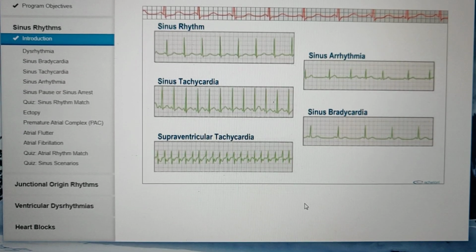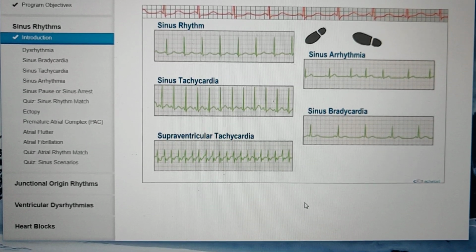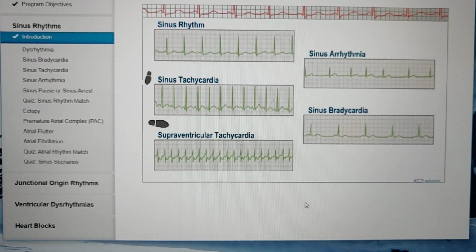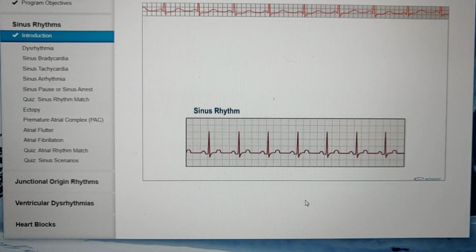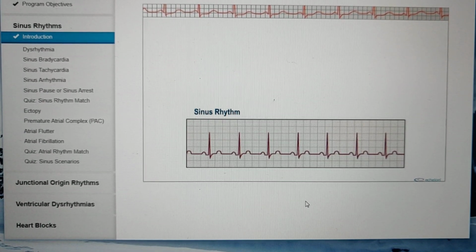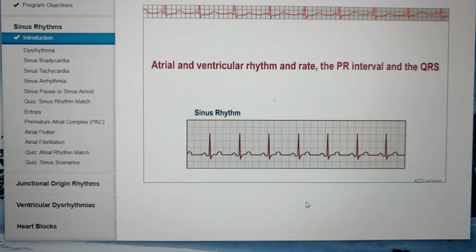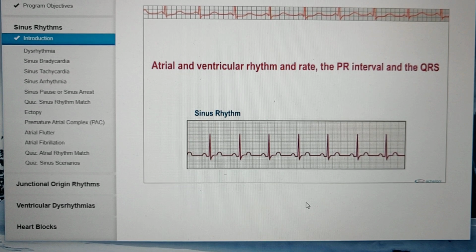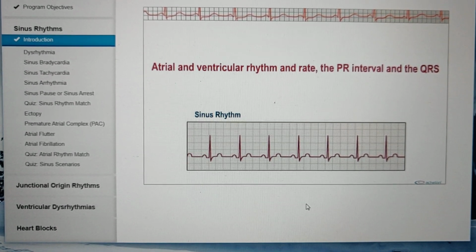While the differences in heart rhythms may seem subtle, the differences in how to treat them can be significant. This course will methodically walk you through each rhythm and equip you with the information you need to properly assess and treat your patients with abnormal rhythms. First, let's take the individual parts of the ECG, the atrial and ventricular rhythm and rate, the PR interval, and the QRS, and let's put them together so we can begin naming the different rhythms in a systematic way.